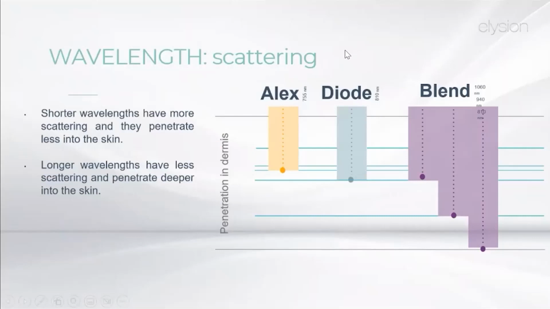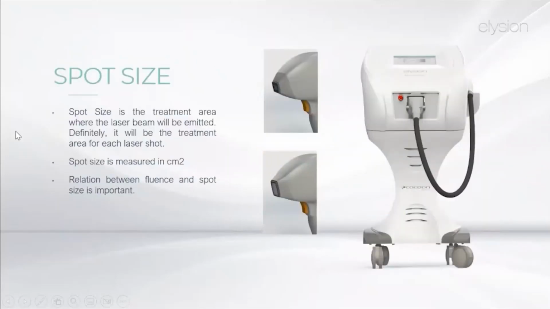Regarding the scattering, it works exactly the same. The shorter the wavelength, the more superficial it will act, and the longer the wavelength, the deeper. Regarding spot size, it has only two spot sizes: the 10 by 10 and the 18 by 10. The 10 by 10 is used in all the different wavelengths, but the 18 by 10 is only used in the 810 nanometers wavelength.